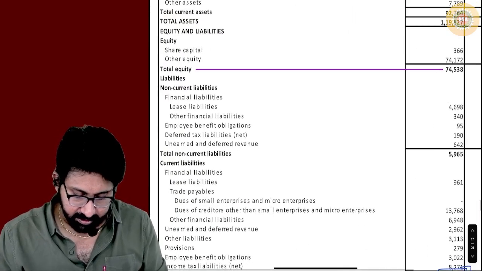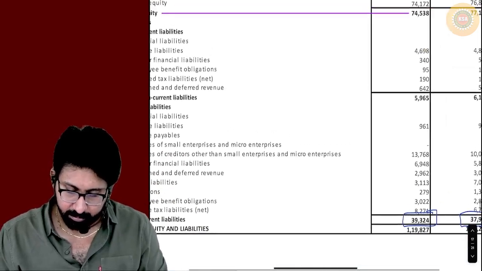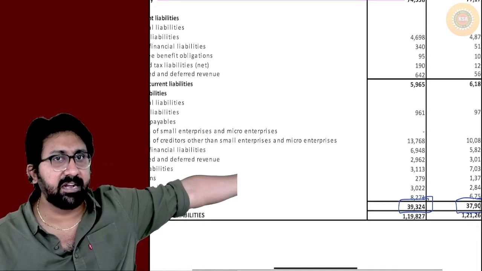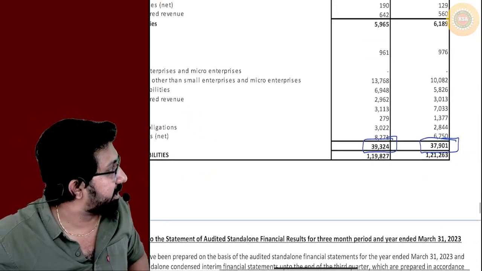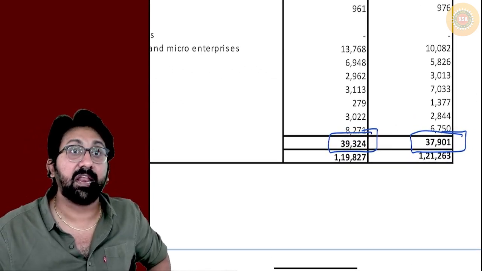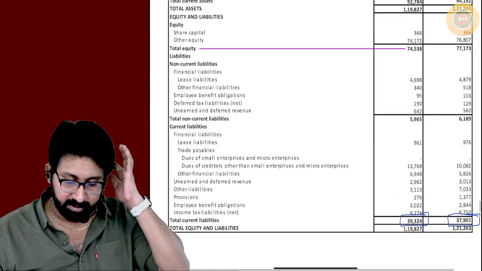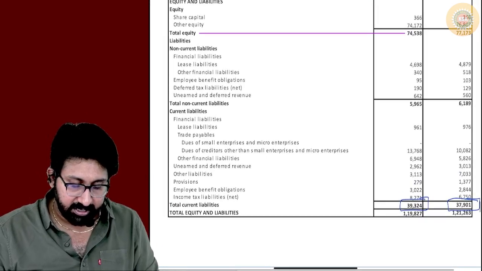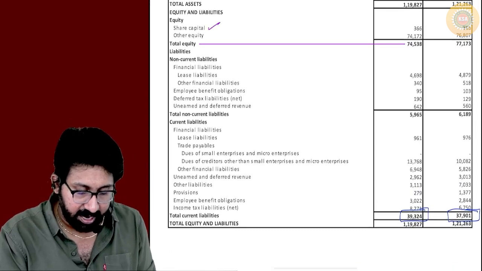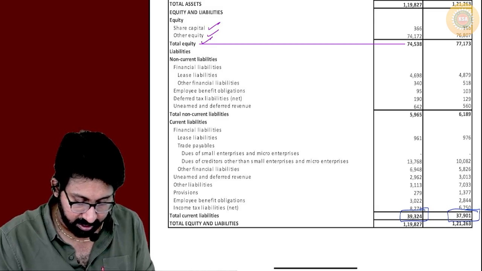Next, tell me, what is the total liability? 1,19,827. Sorry, 1,19,000. Now answer my question one by one. What are the debt components in this? There is a share capital, there is equity, this is the total equity. Now I will ask you a question, answer.